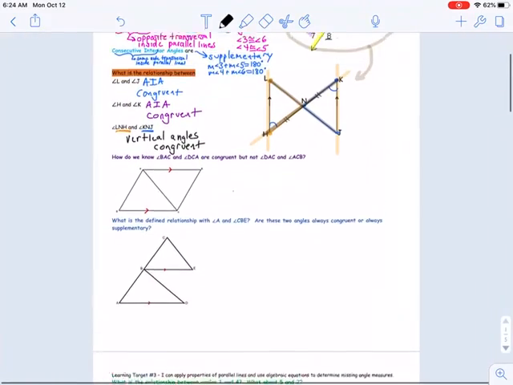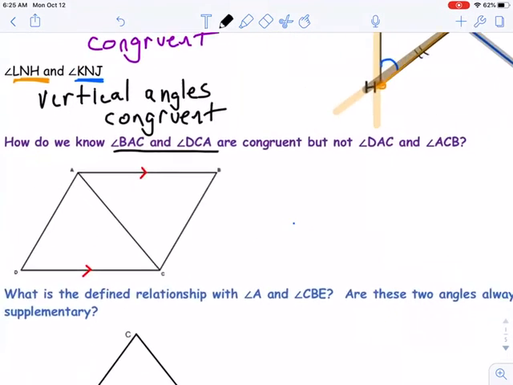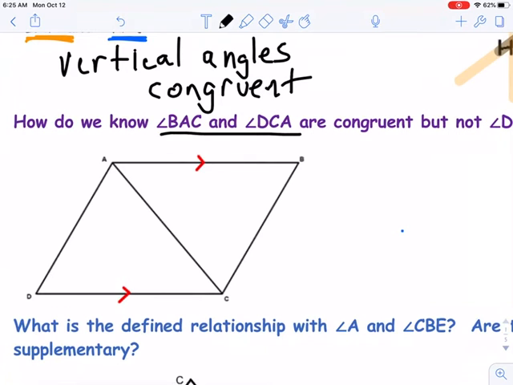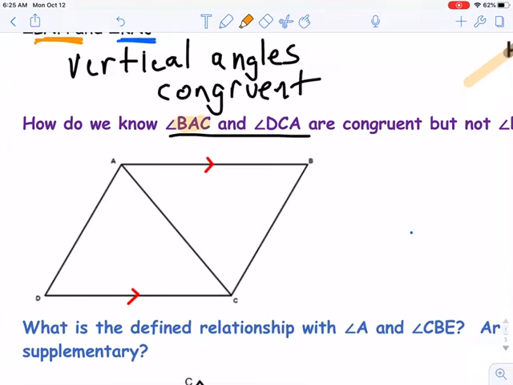Okay. And then, how do we know angle BAC and angle DCA are congruent? Let's just focus on that part first. BAC and DCA. So again, what angle is angle BAC? That's going to be this angle right here. And then we got DCA, which is going to be this angle here. So it's saying, how do we know that these angles are congruent?